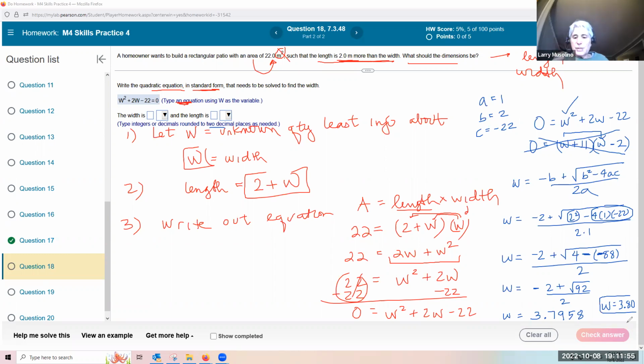Now, if you remember, there's a second solution. The second solution would be negative b minus the square root of b squared minus 4ac over 2a. If I was to work out that solution, I would end up with a negative number. But I can't use that solution because remember, we're talking about the width of a rectangle, the width of a patio. I can't have a negative answer for a width. So that answer I would just ignore. It doesn't make any sense. So what we're coming up with is the width is 3.80. Well, the length is 2 more than that. So the length is 2 plus 3.80, which is 5.80.